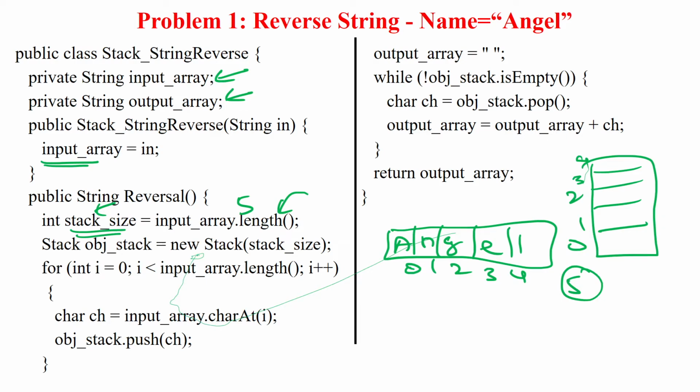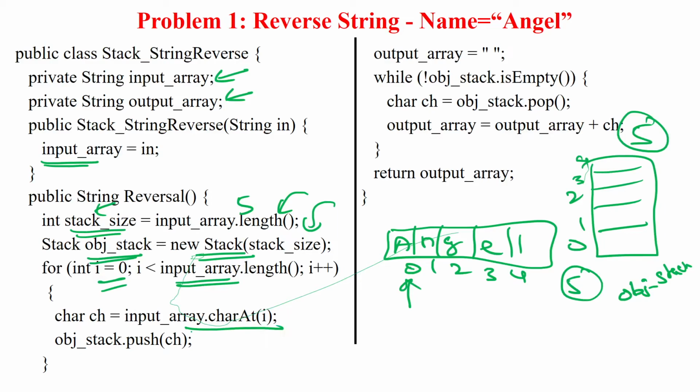Then here we are creating one stack, right? That stack name is object stack, so this stack is called object_stack, with a memory location of size, stack size is 5. Then we are reading the data from the input array, from the 0th location, character by character. You look at that, character at location 0, A, will be pushed into the stack.